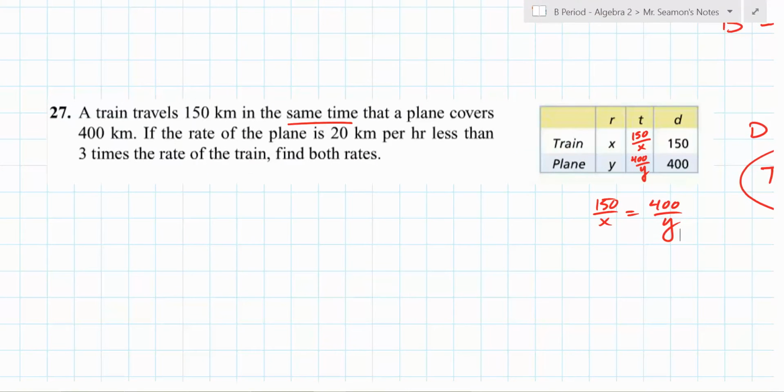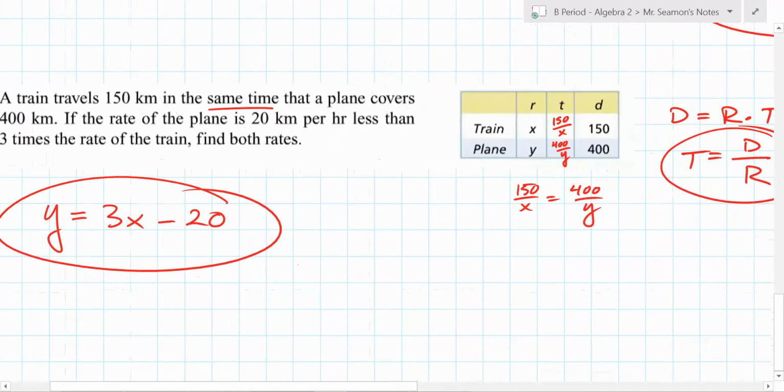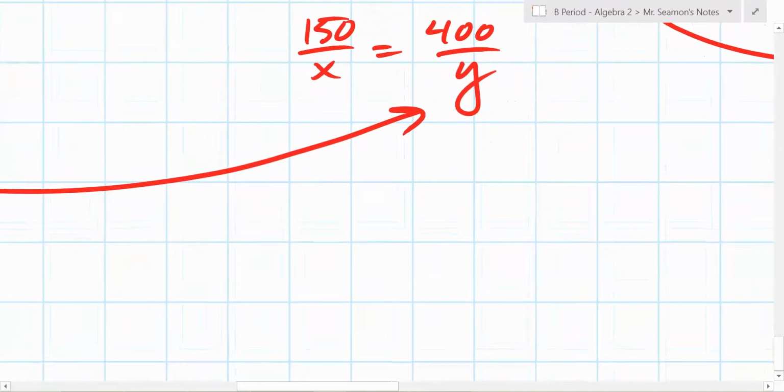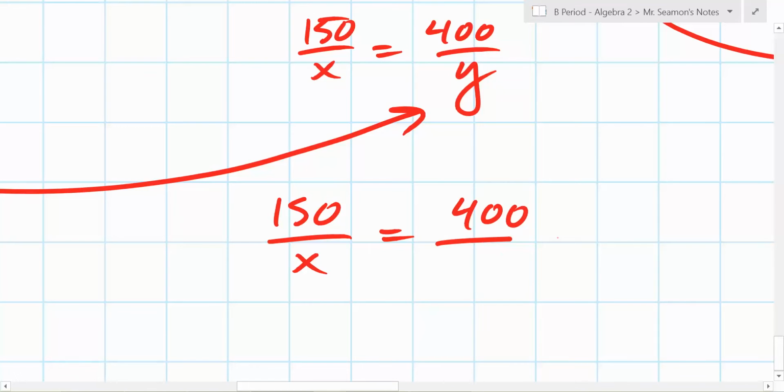The rate of the plane, so y, is equal to what? 20 less than 3 times the rate of the train. So what is it going to be? 3x minus 20. So you know y is equal to 3x minus 20. Where do you plug that in? Right there. So what do you end up with? 150 over x is equal to 400 over 3x minus 20.